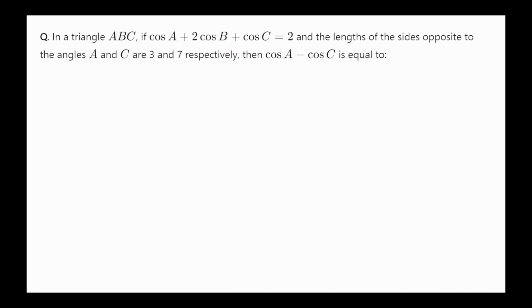Let's look at this question. In a triangle ABC, here they've mentioned that it is a triangle, cos A plus 2 cos B plus cos C is equal to 2. And the lengths of sides opposite to angles A and C are given. So basically they've given us the value of small a, which is 3, and small c, which is 7. We need to find out cos A minus cos C. So first our motive would be to find out small b. So how are we going to find it out? Let's say this is our equation: cos A plus 2 cos B plus cos C is equal to 2.